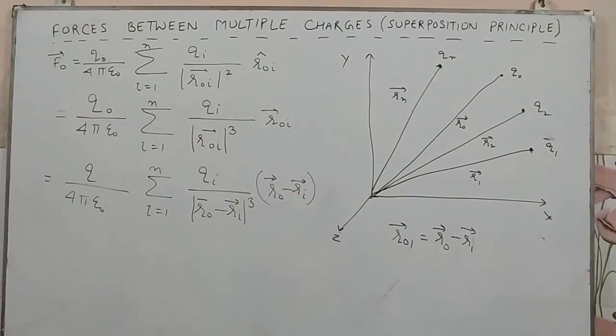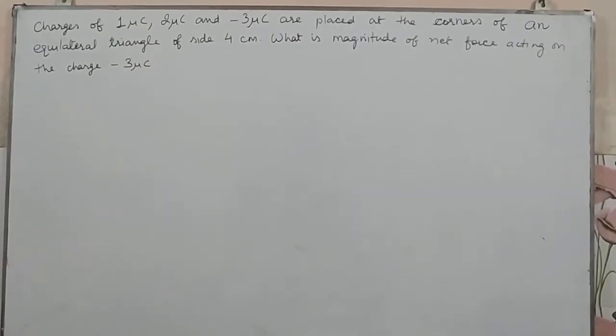Okay. So this is the final result we obtained for the superposition principle, in which the resultant force on the charge Q0 is the vector sum of the forces acting due to the individual charges. So for better understanding, we go for a few numericals. Note down one numerical based on the superposition principle.